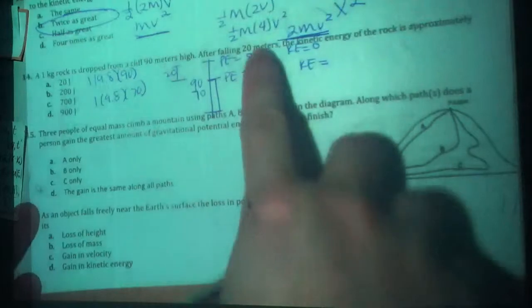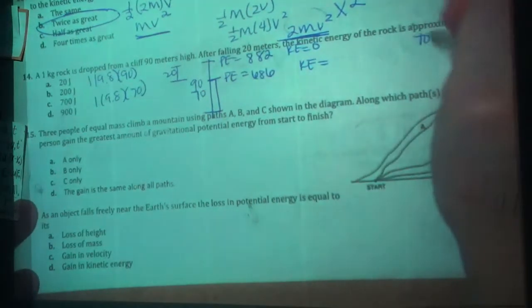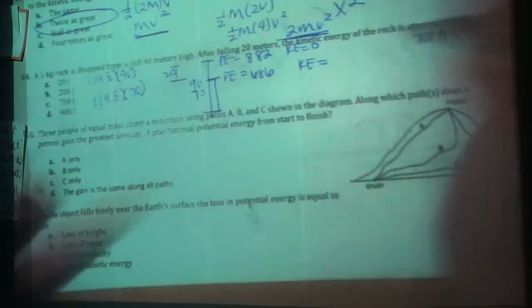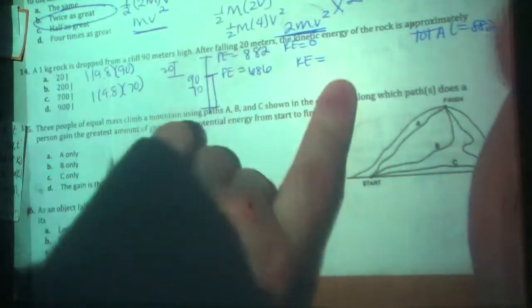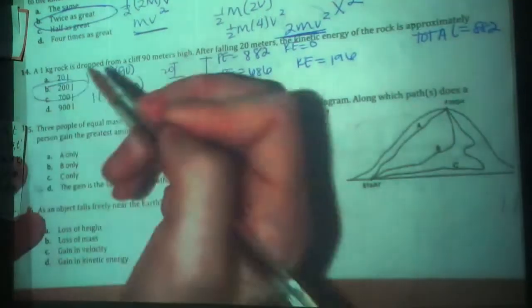So I need to find my missing kinetic. Well, energy is conserved. I started with 882 and 0, so my total energy is just the 882. So you can just subtract the potential from the total to get my missing kinetic at that point, and you get 196. This is rounded, so 200 is close enough.